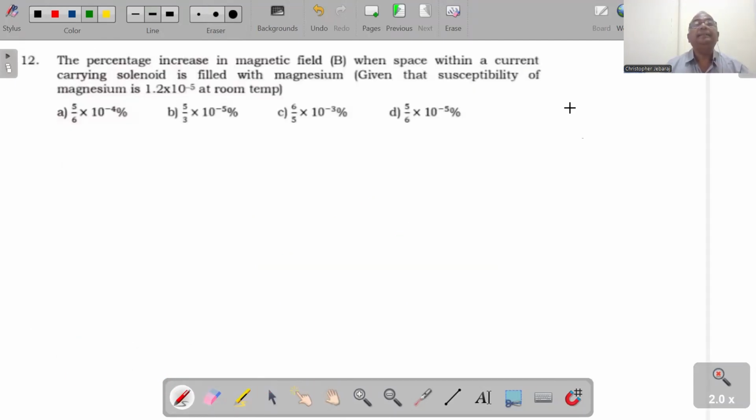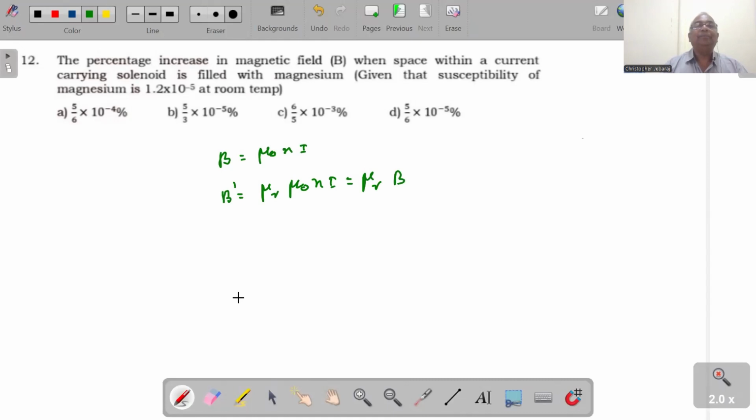What is the percentage increase in magnetic field when the space within the current carrying solenoid is filled with magnesium? The susceptibility of magnesium is given. B is nothing but, you know, when there is only free space within the solenoid, the formula is mu naught n i, the original case. The new magnetic field is mu r mu naught n i, which is nothing but mu r times B.